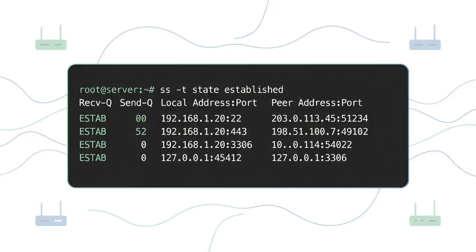Established TCP sockets represent live, in-use connections. Anything from an active SSH session to a database query that just returned. Filtering with ss -t state established strips away all the noise and leaves only the connections currently in use, making it easy to spot unexpected clients or verify that a service is actually serving traffic.